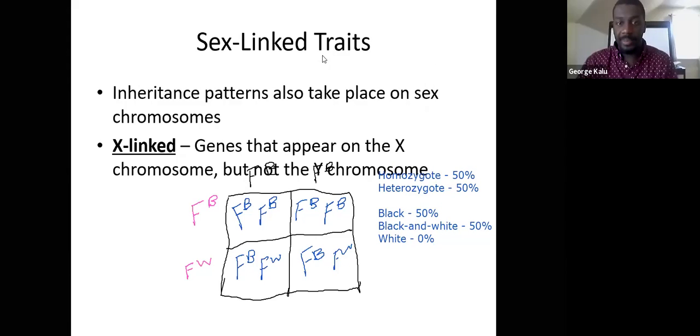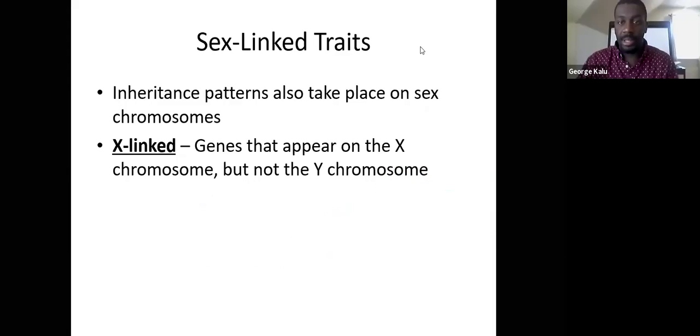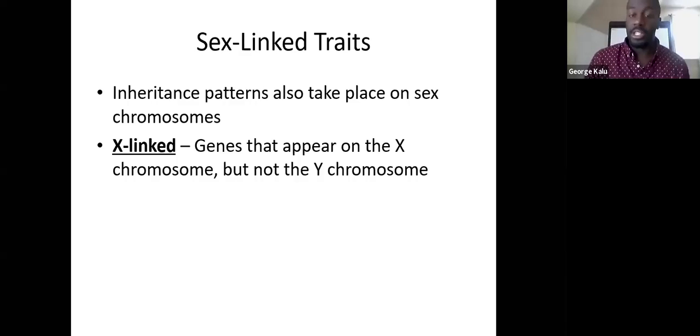And so this last one is a little more complicated. This is where we're looking at sex-linked traits. Sex-linked traits are going to be traits that are only found on the sex chromosomes, either the X chromosome or the Y chromosome. We can see some inheritance patterns take place on the sex chromosomes, and typically a lot of sex-linked traits are going to be on the X chromosome. Those genes are what we refer to as X-linked genes because they're only found on the X chromosome and not the Y chromosome. These do get a little bit complicated.